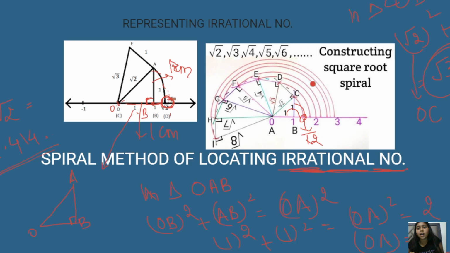Then you open your compass and make an arc which intersects the number line at a particular point, and that point will be that root's value. For example, the value of root 3 is 1.732. This is how you construct the square root spiral. So this is all about this. You can create it in this way.